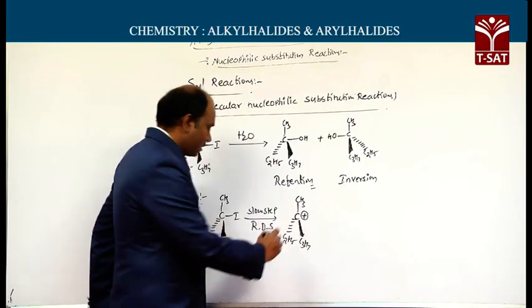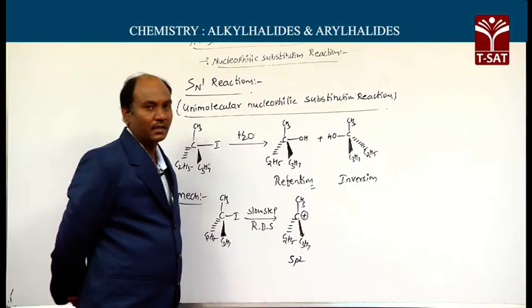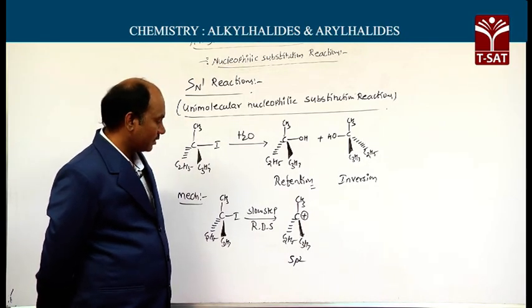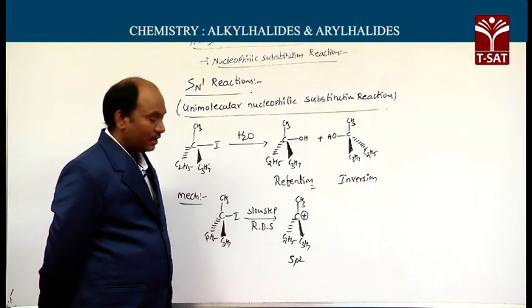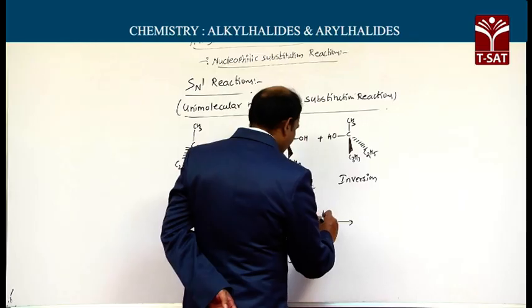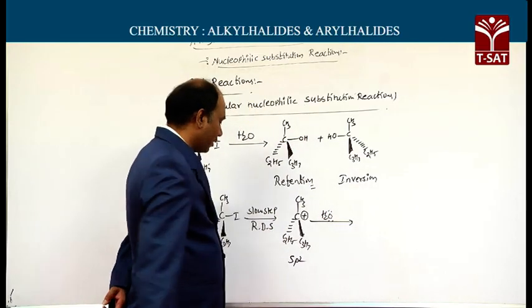The hybridization of this carbon is sp2 hybridization. sp2 hybridization means it is trigonal planar. The next step is the attack of H2O. This is a trigonal planar molecule.